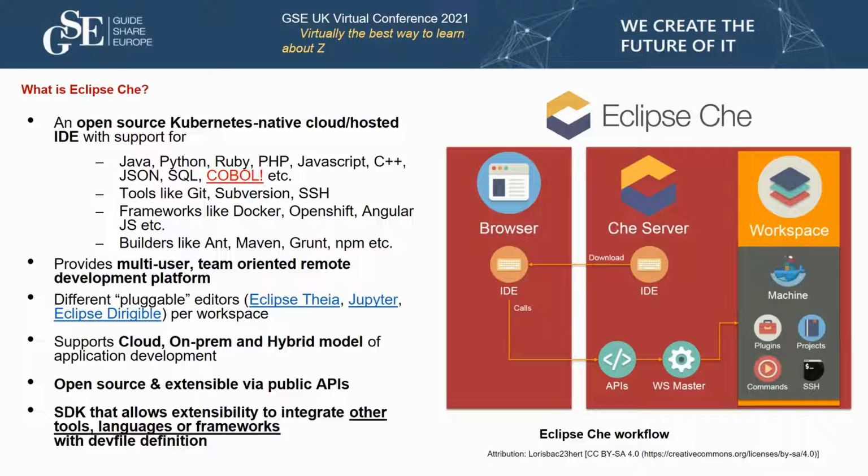So the concept of Che is it's a shared workspace and that it's already pre-built for you. It's open source, Kubernetes native. It supports several languages, including COBOL, and it incorporates tools such as Git and SSH. It's built with frameworks such as Docker, and the advantage is that it's open source and extensible via public APIs. So it allows you to integrate your own tools.